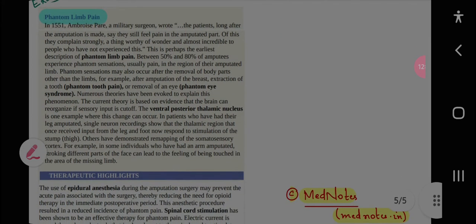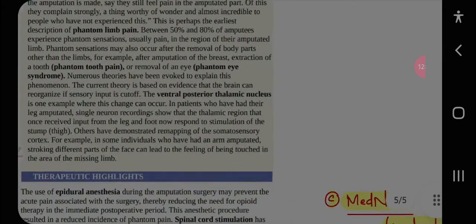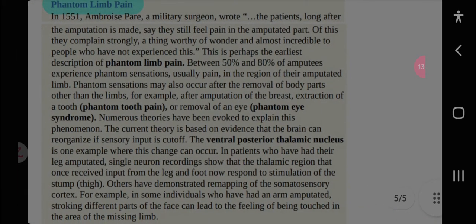Phantom limb pain. In 1551, Ambroise Paré, a military surgeon, wrote that patients long after the amputation is made complain that they still feel pain in the amputated part. Of this they complain strongly, a thing worthy of wonder and almost incredible to people who have not experienced this pain. This is perhaps the earliest description of phantom limb pain.